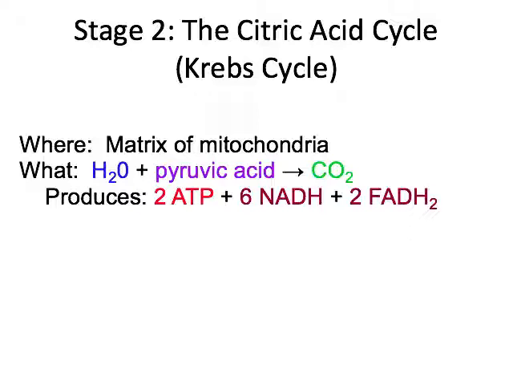Now, the citric acid cycle is also called the Krebs cycle. And now we're going to move into the mitochondrion, specifically to the matrix. What happens? Well, the water is going to be used, and pyruvic acids are going to be broken down. And in going through energy transformations, we're going to end up forming carbon dioxide gas that leaves as a waste product. The citric acid cycle ends up producing 2 ATPs and a lot of electron carriers.